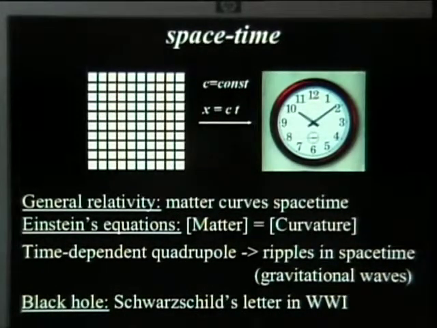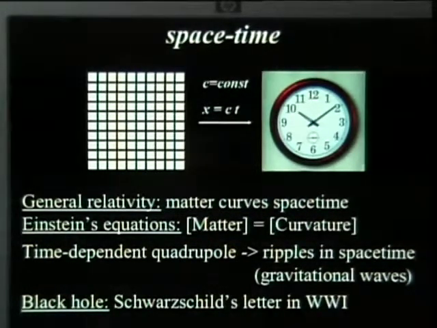And the realization that black holes may exist came about not by Einstein. Einstein wrote his equations and could not really figure out if there is a simple solution to these complicated equations. But in the same year that Einstein published his work, 1915, Karl Schwarzschild, a German astronomer, decided that he would like to volunteer to the German army during the First World War.